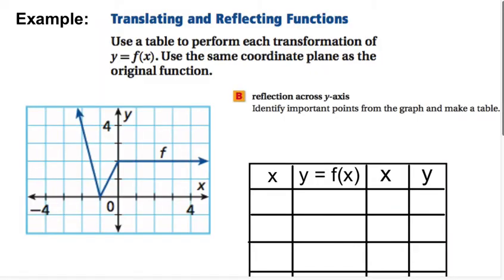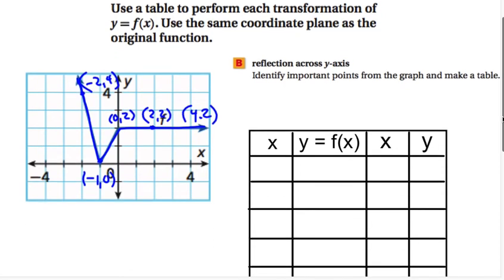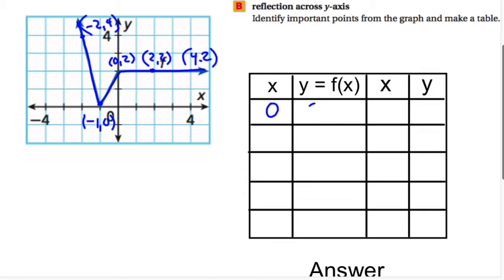All right, let's do one more example, and we'll be done with this lesson. We have that same graph again that we saw on the previous slide. So pick those same points, 0, 2, 2, 2, 4, 2, negative 1, 0, negative 2, 4. Put those in our table: 0, 2, 2, 2, 4, 2, negative 1, 0, negative 2, 4.